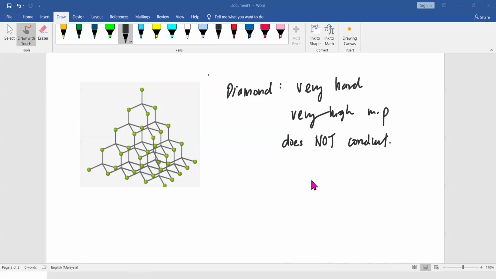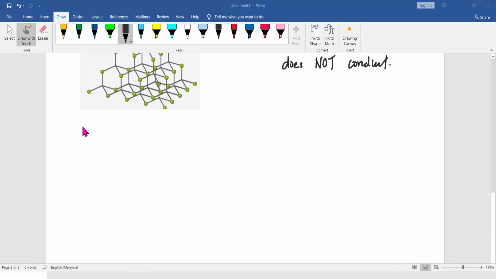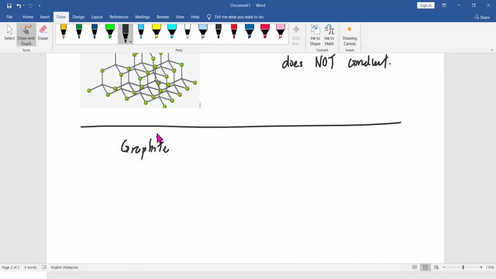It can bond with three other carbons actually. Okay? So this is known as graphite. Do you know what is graphite? Graphite is your pencil lead. Your pencil lead is not made from lead. Then why do they call it pencil lead? Because people are silly, I also don't know why. Okay, pencil lead is not lead.